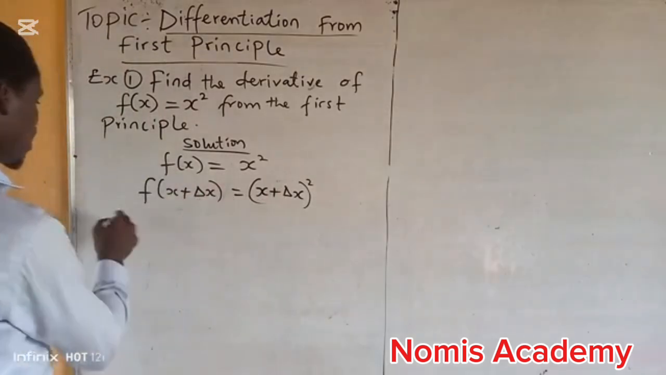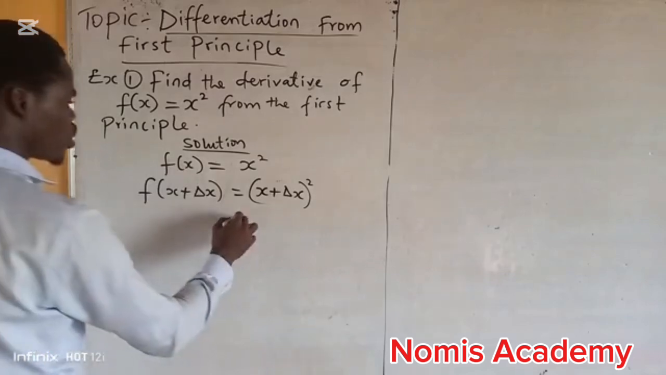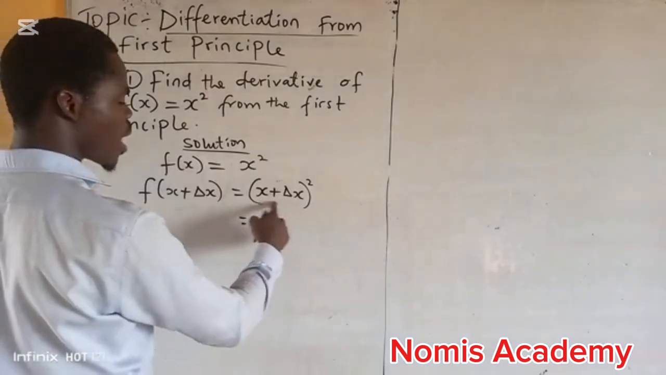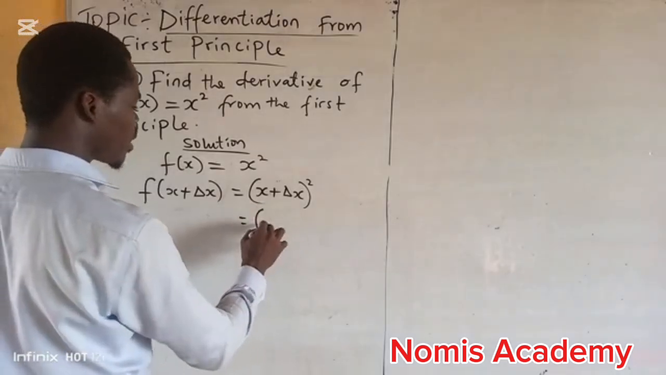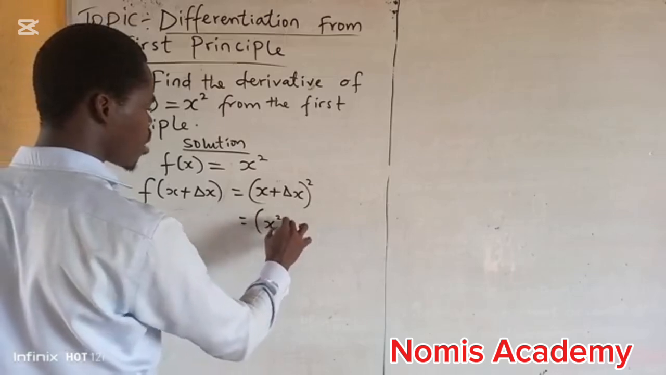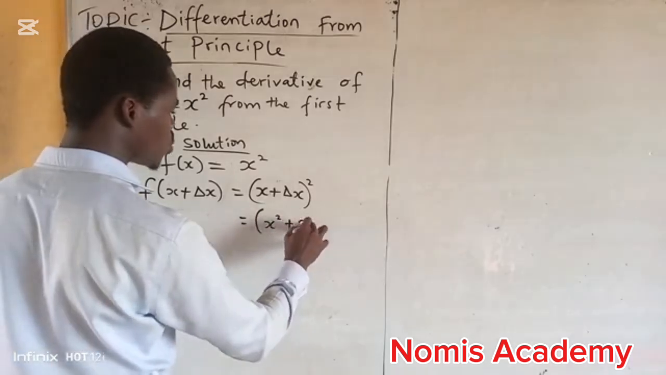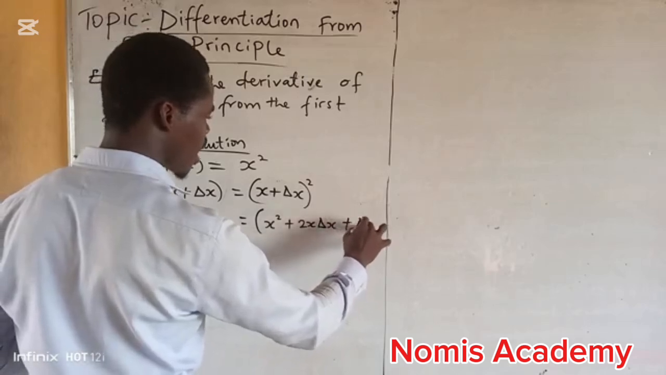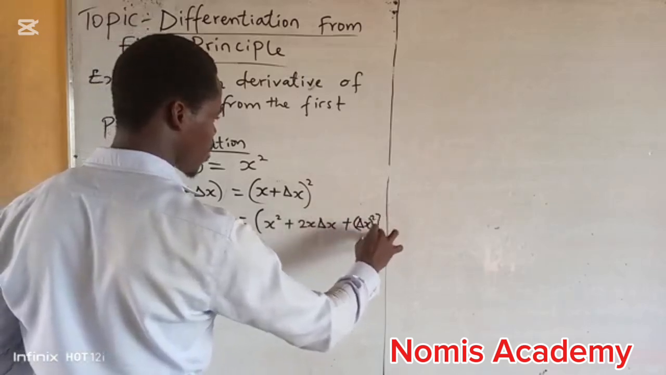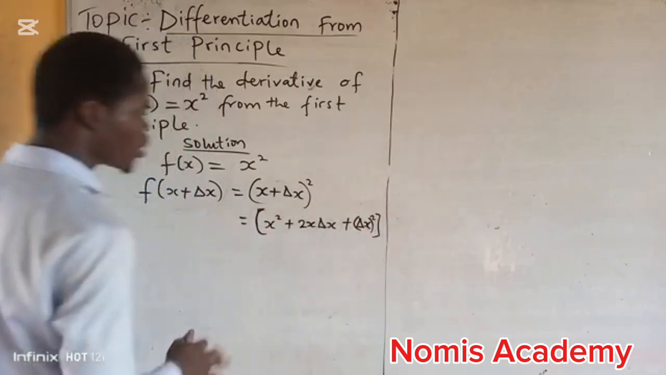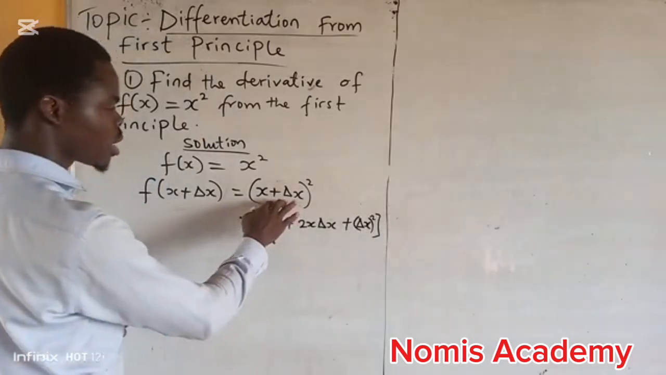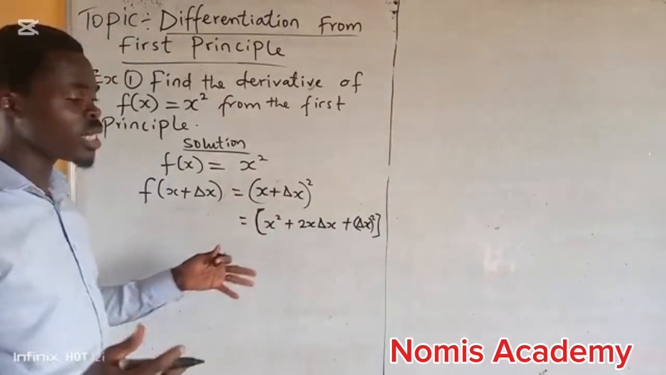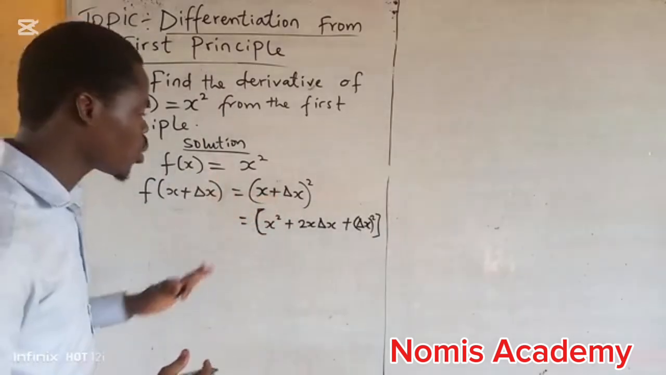Alright, let's go further, and then this will give us, when we expand this, we'll definitely get x squared plus 2x delta x plus delta x squared. So that is the expansion to this. I believe you know how to expand problems of this order.